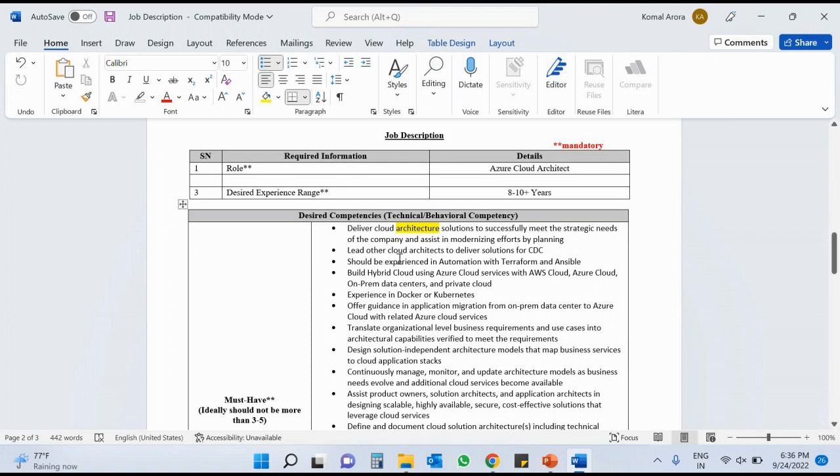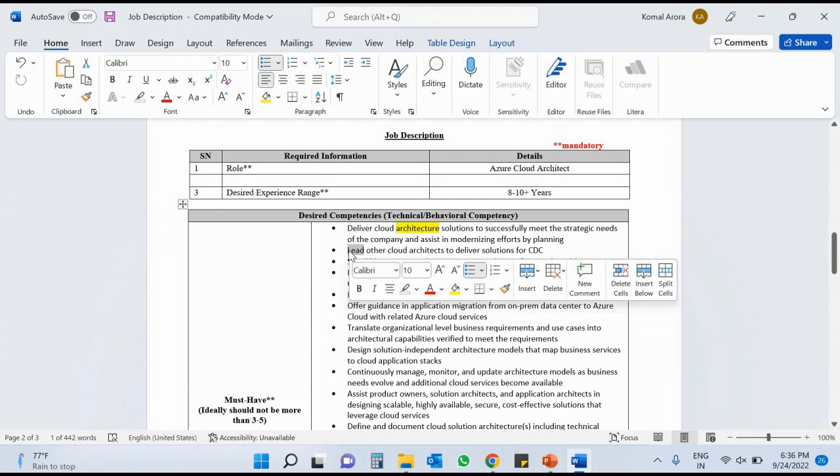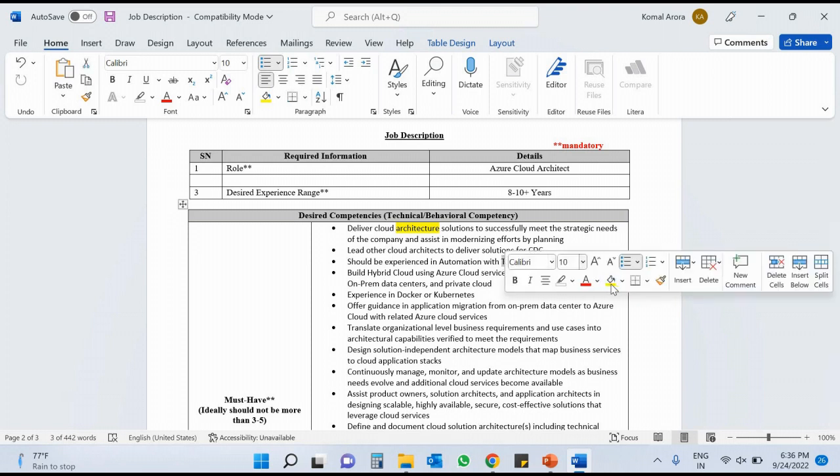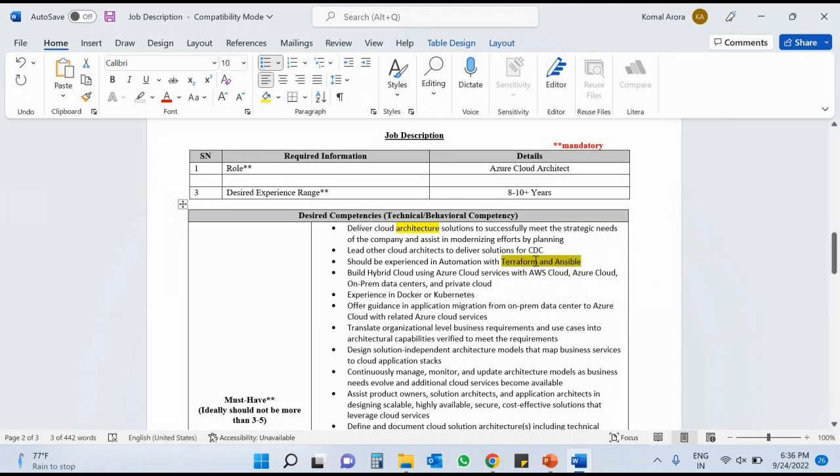Next line is lead other cloud architects to deliver solutions for CDC. Lead other cloud architects. Obviously the person who is an architect will also play the role of leading a team. Leadership, he will also play a role. Next is should be experienced in automation with Terraform and Ansible. So friend, Terraform and Ansible are the technologies, so I have highlighted Terraform and Ansible.